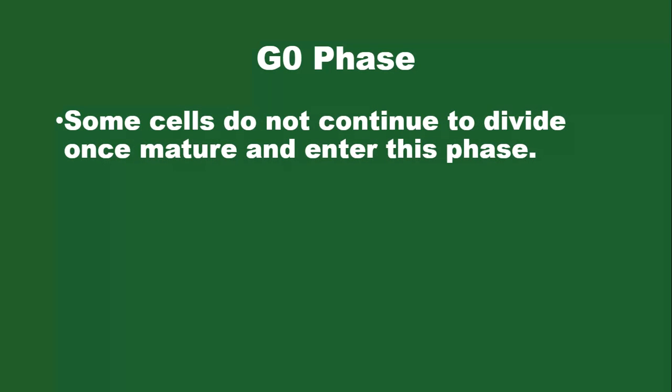There's also a G0 phase, and this is if cells are not going to continue to divide. Maybe they're too mature, or maybe there's something wrong with that cell. It's not going to continue to reproduce.